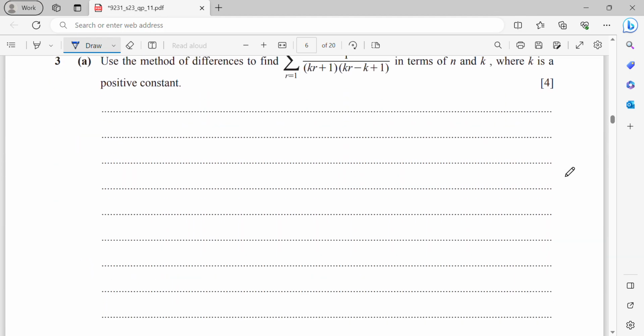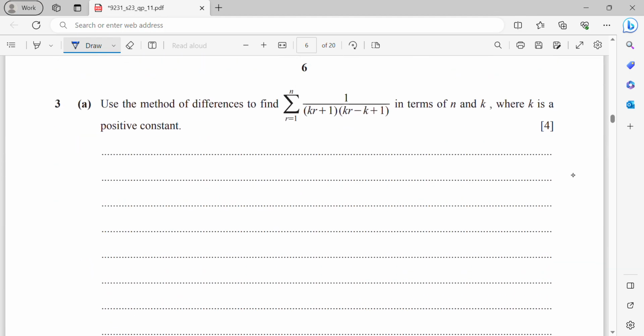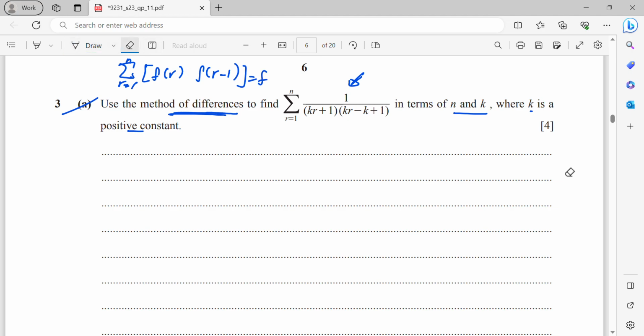Right? So now let's move on to question number 3. A. Use the method of differences to find this summation in terms of n and k, where k is a positive constant. So before we apply method of differences, basically method of differences means that you need to get the summation of two functions, fr minus 1. Then this will be, right, once you get this, then it will be fn minus f0 because your r is 1.